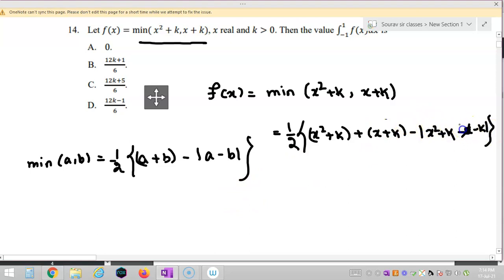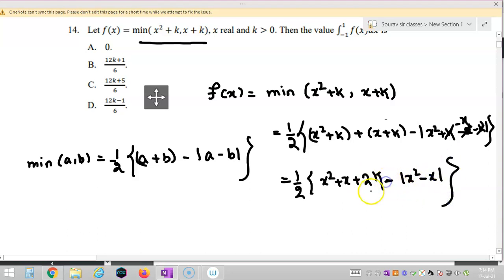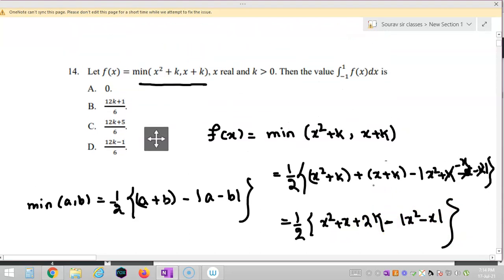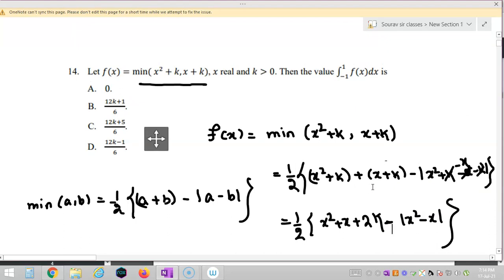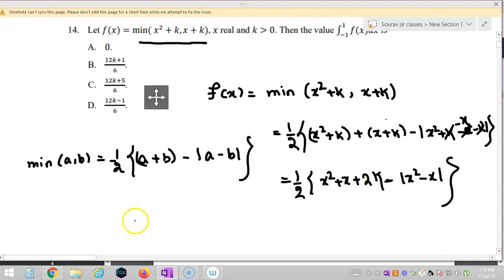So sorry, minus x minus k out. So I can write 1 by 2 times of x square plus x plus 2k minus mod of x square minus x, right students? Now we need to integrate this value. So for this, what I am going to do, so let's start the integration. Integral from -1 to 1 of f(x) dx, right?